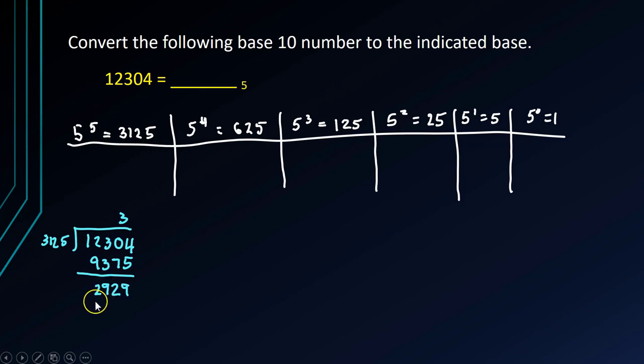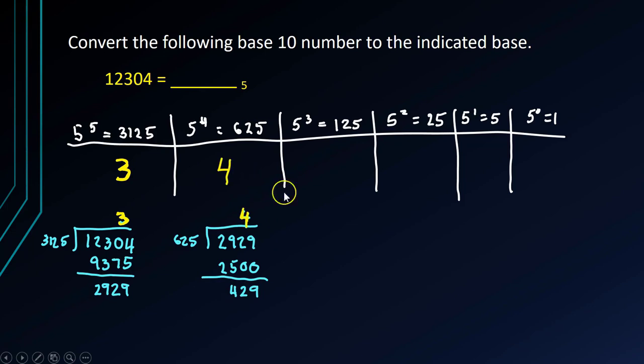And I get a 3 with a remainder of 2929. So the 3 comes up here. The 2929 comes over here, and I'm going to divide by 625, which is smaller than this, so I can carry through that division. And when I attempt that, I get a 4 with a remainder of 429. So the 4 gets put here. The 429 remainder comes over here to be divided with 125, which can happen. So 429 divided by 125, I get 3 with a remainder of 54. So the 3 comes here. The 54 comes over here to be divided by 25.